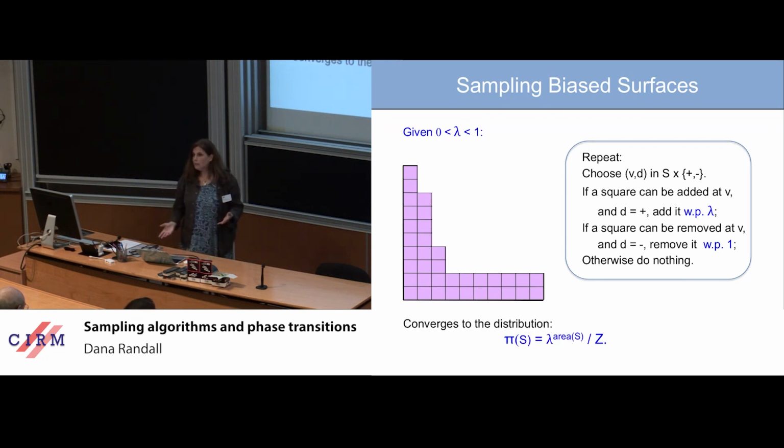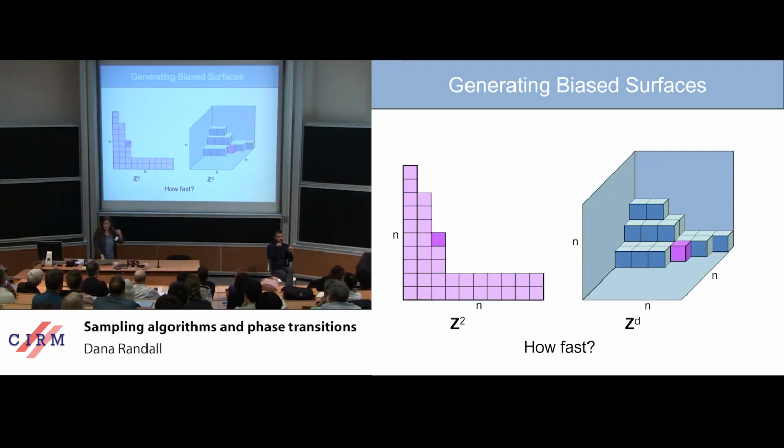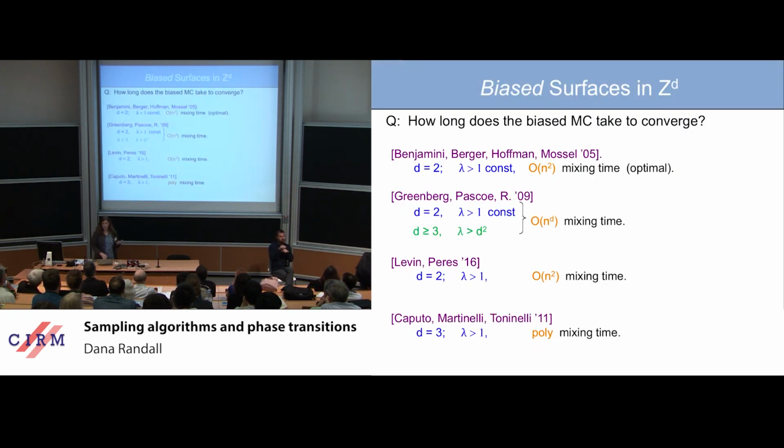And so I claim that with very simple probability, if you use detailed balance, you can see that this is going to converge to exactly the distribution I want for the Boltzmann sampling, which is lambda to the area under the curve, divided by Z, where Z just normalizes so that this is a probability distribution, okay? And the exact same strategy lets me do biased surfaces in any dimension. And I want to know how fast.